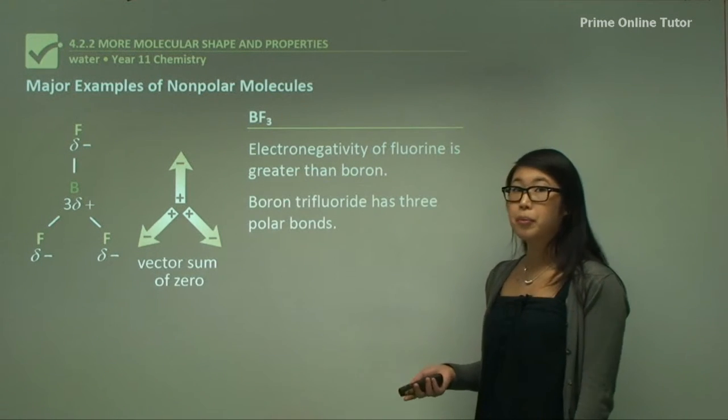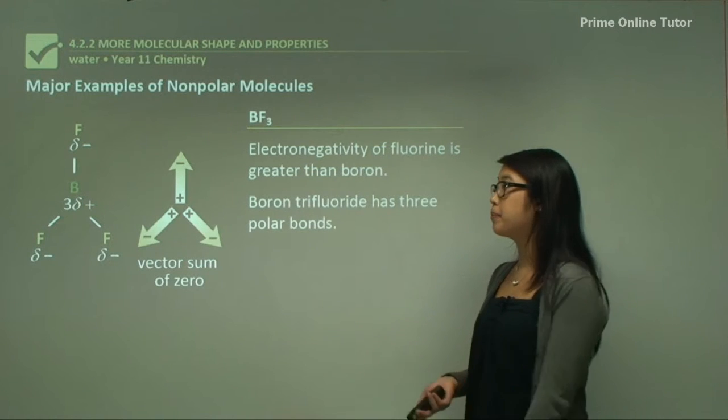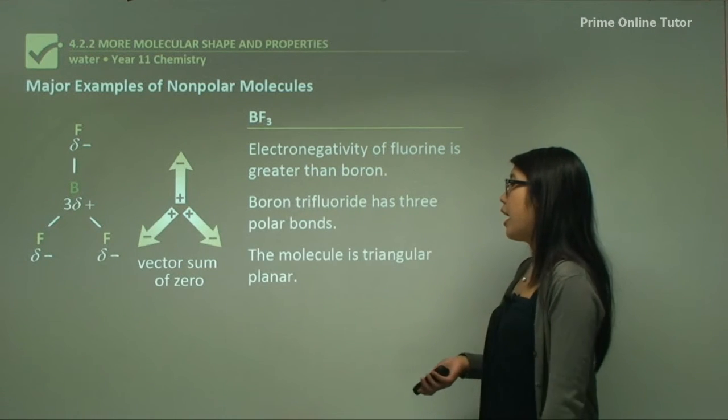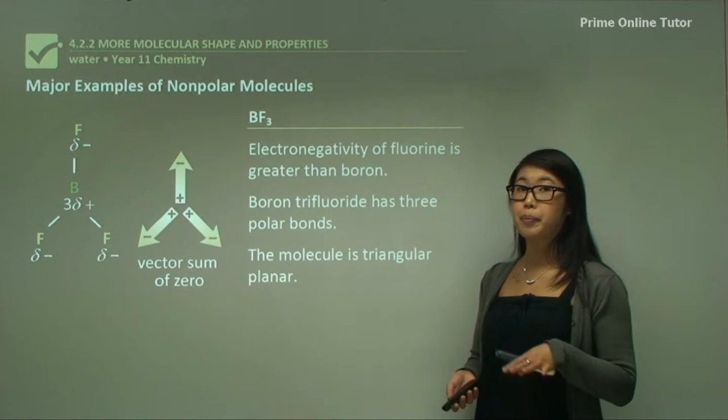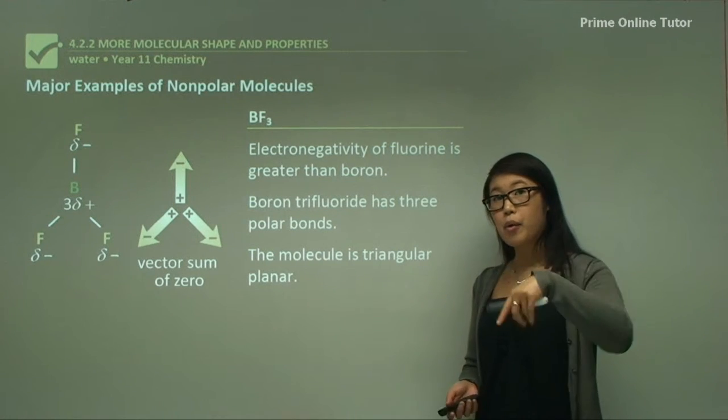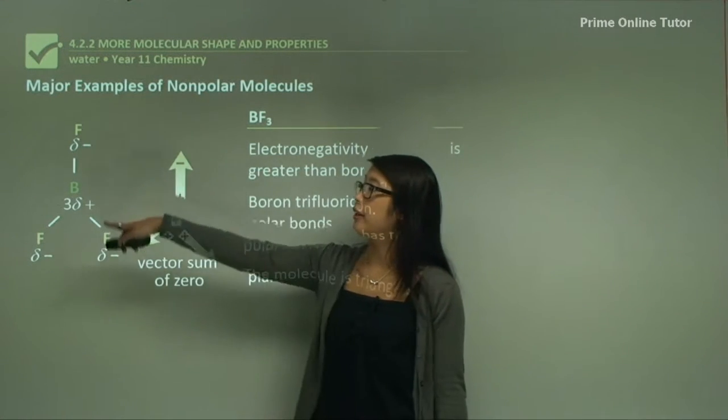So there's 3 polar bonds because there are 3 fluorine atoms bound to the boron. And the molecule is going to be a trigonal planar shape. So it's going to be flat, in the shape of a triangle like that.